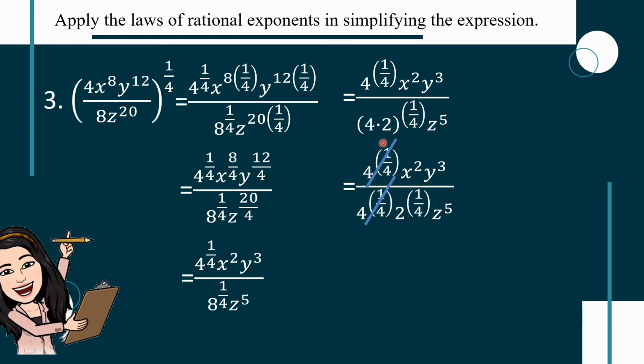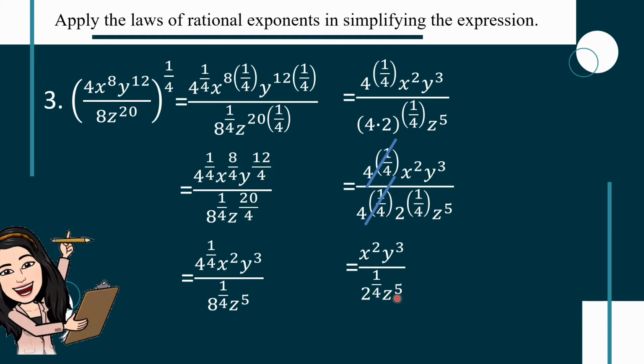Okay? So, since na-cancel na siya, 1 na yan, 1 na yan. Ang natira na lang sa numerator natin is x squared y cubed, while sa denominator natin ay 2 raised to 1/4 and z to the 5th power. Now, kaya pa bang i-simplify? Okay, wala naman na tayong nakikita sa number. Sa x, wala din. Y, z, okay, wala. Magkakaiba na sila ng bases.